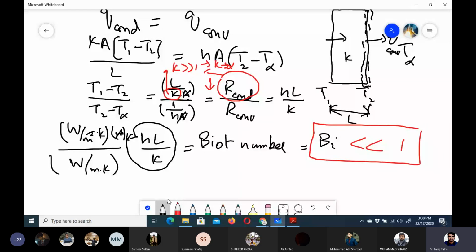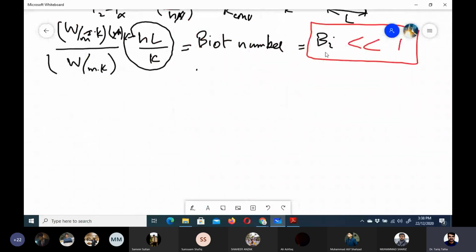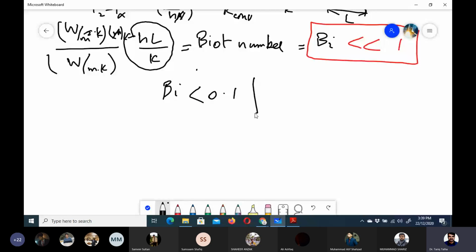But the question is, as an engineer, we are more concerned about some numerical values. Biot number very less than 1, what does it mean? At what number of this ratio hL upon k can we say that we can apply the lumped capacitance method or not? So for the simplicity, for our peace of mind, we say that if Biot number is less than 0.1, then we can apply the lumped capacitance method.